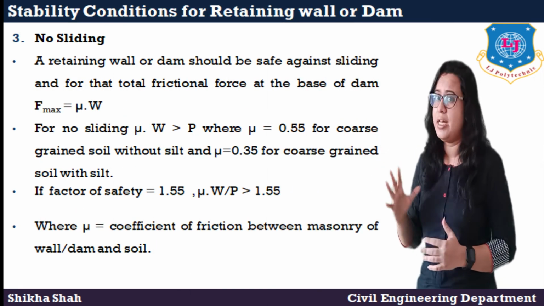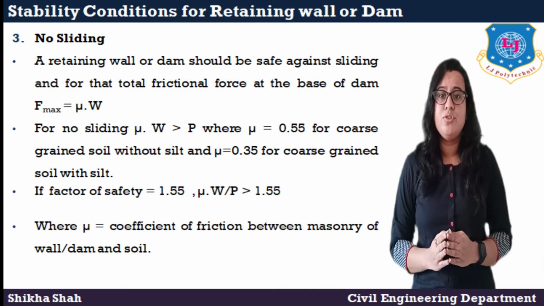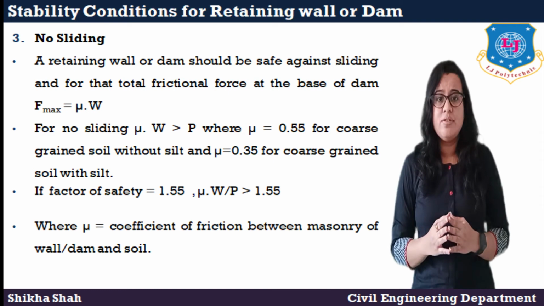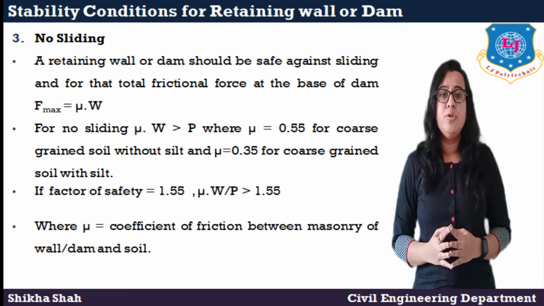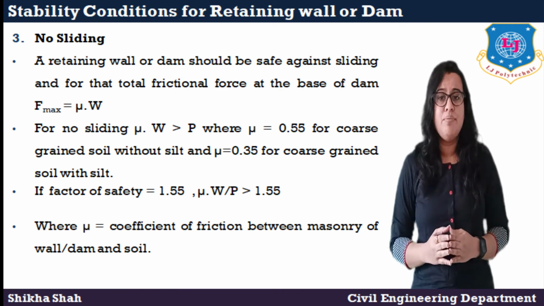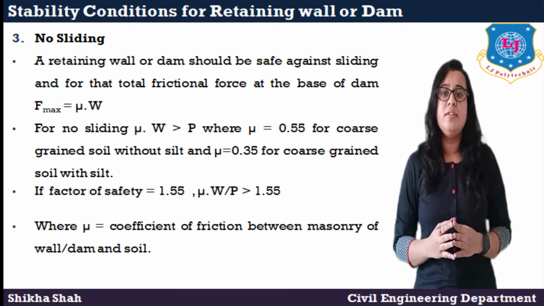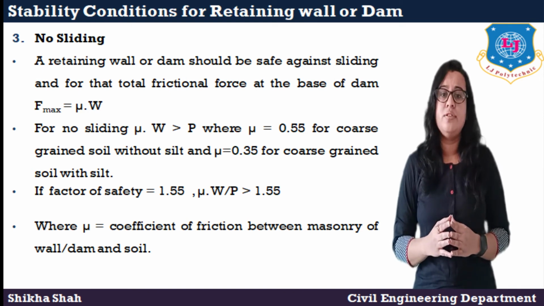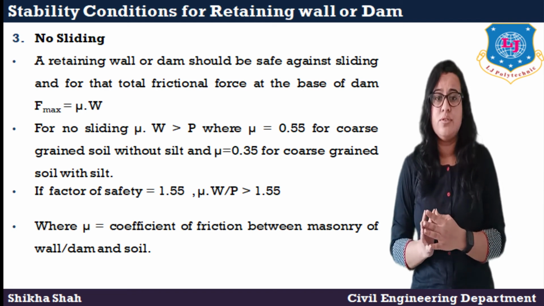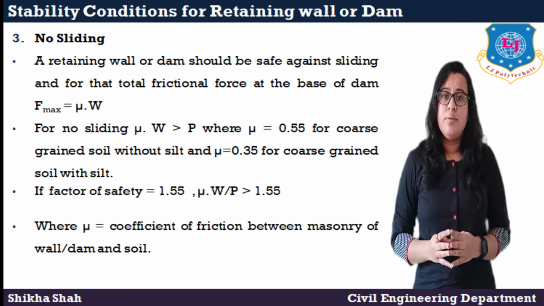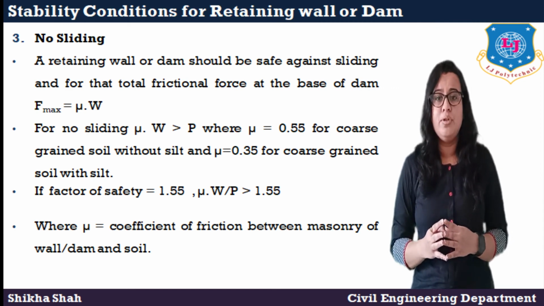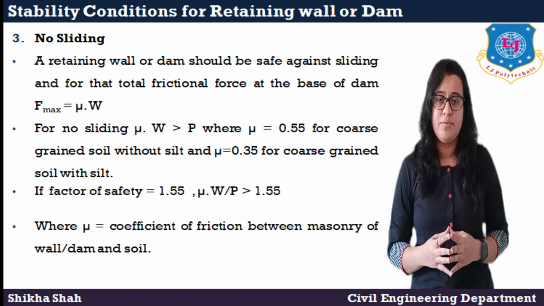Third condition is no sliding. A retaining wall or dam should be safe against sliding. For that, the total frictional force at the base of dam F max is equal to mu into W, and for no sliding, mu into W should be greater than P, where mu is the coefficient of friction and is equal to 0.55 for coarse grained soil without silt, and mu is equal to 0.35 for coarse grained soil with silt. If the factor of safety is equal to 1.55, then mu into W by P should be greater than 1.55.